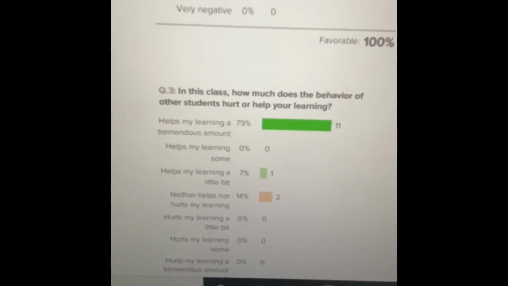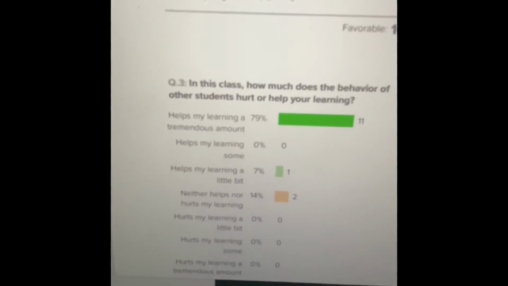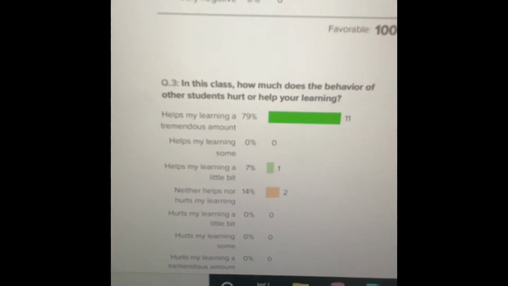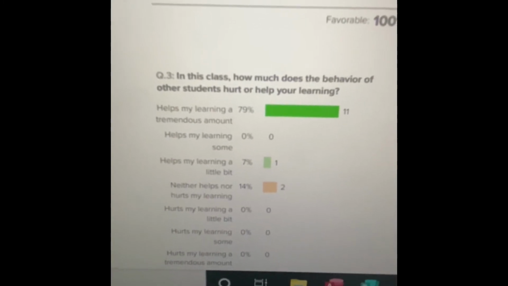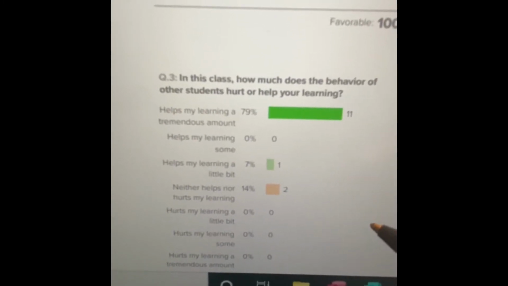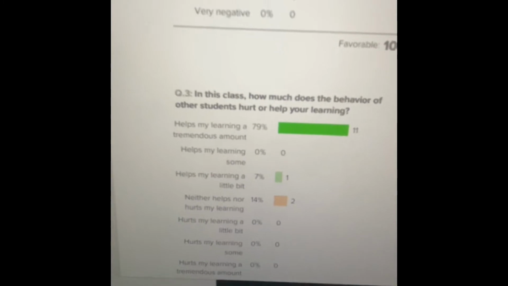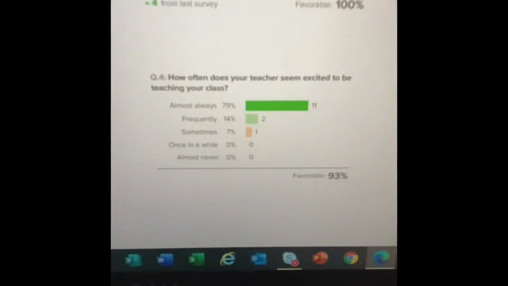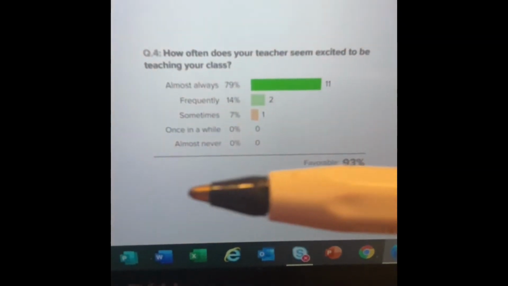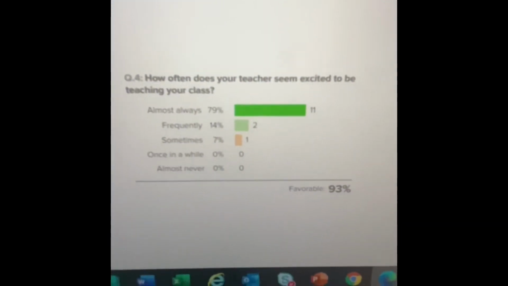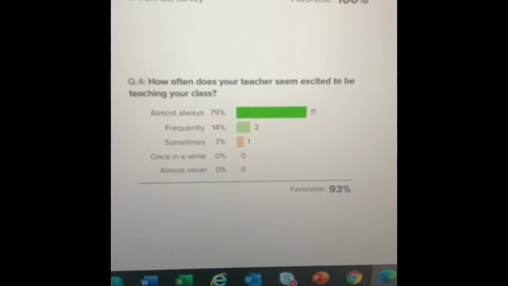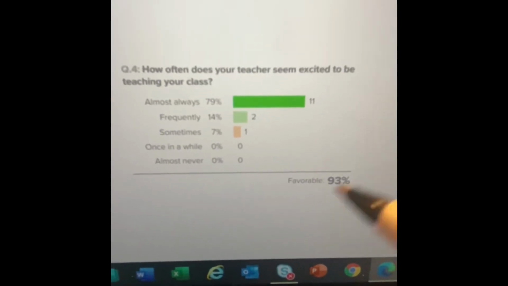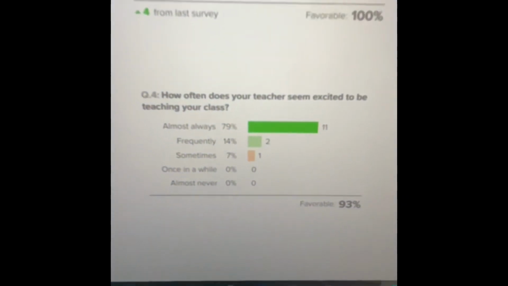This one has to do a lot with administration as well. When you have unruly students that you want to be removed and then they don't take them or they send them back, this affects students' learning. Basically, I feel they're violating their rights to learn when they don't take out these students that need to be helped or need to be away for a while. And over here, they also ask, how often does your teacher seem excited to be teaching in your class? And maybe there was someone who felt like sometimes I wasn't.